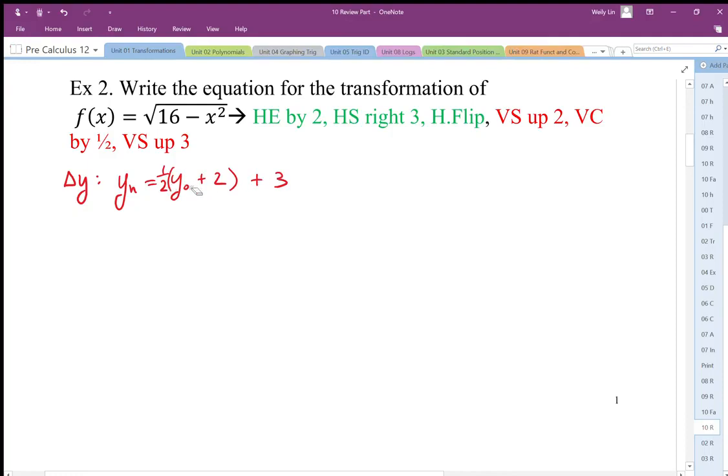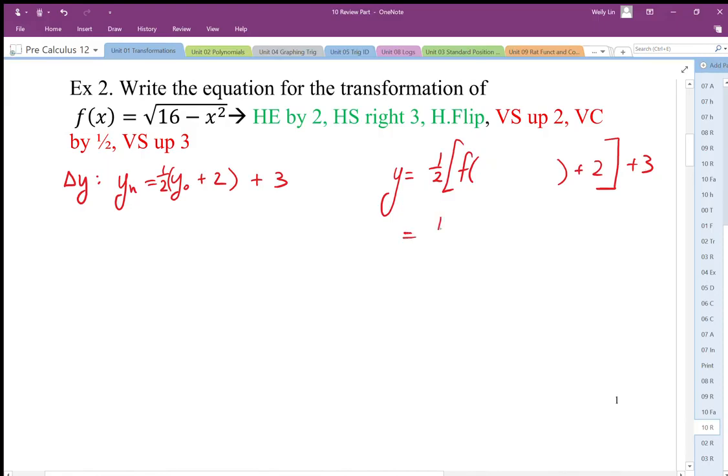Now I can get rid of the brackets and combine like terms if I like. I'm not going to bother doing that, but this is my transformation and this is essentially my function notation. So my function notation is going to look like this: y is equal to 1/2 f of something plus 2 plus 3. If you want to combine those shifts, it looks like it's going to be plus 4, we can do that.